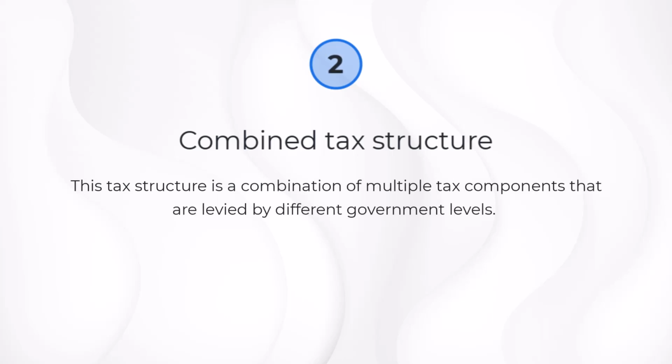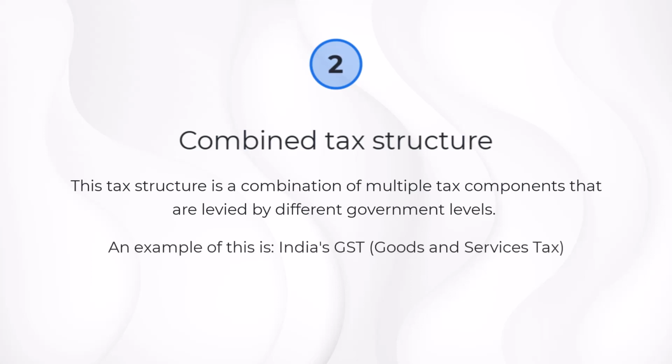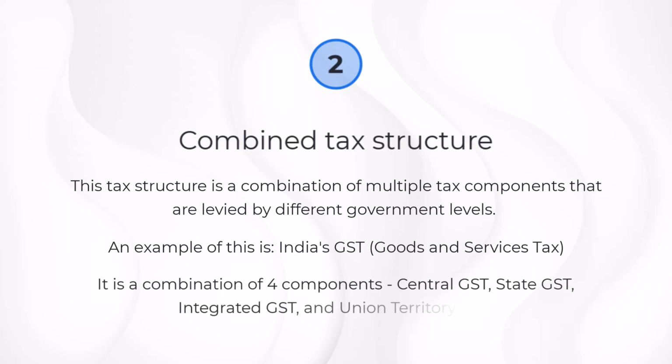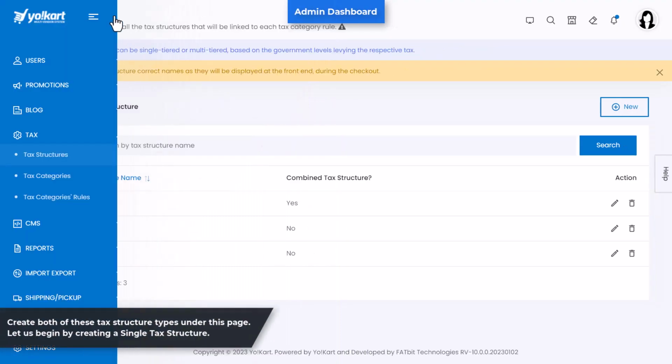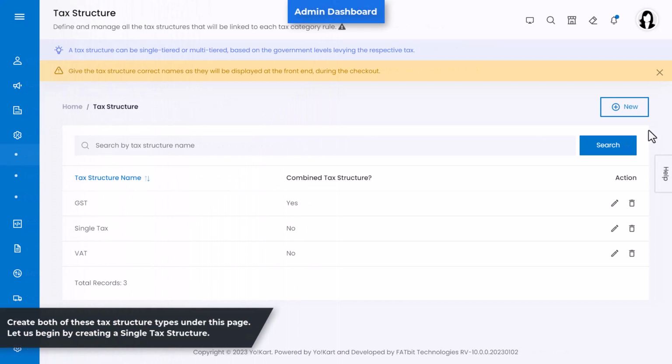On the other hand, a combined tax structure is a combination of multiple tax components that are levied by different government levels. An example of this is the goods and services tax, also known as the GST structure, that is prevalent in India. It is a combination of four components, categorized on the basis of the destination territory levying the taxes. YoCart allows you to create different tax structures based on the countries you are operating in.